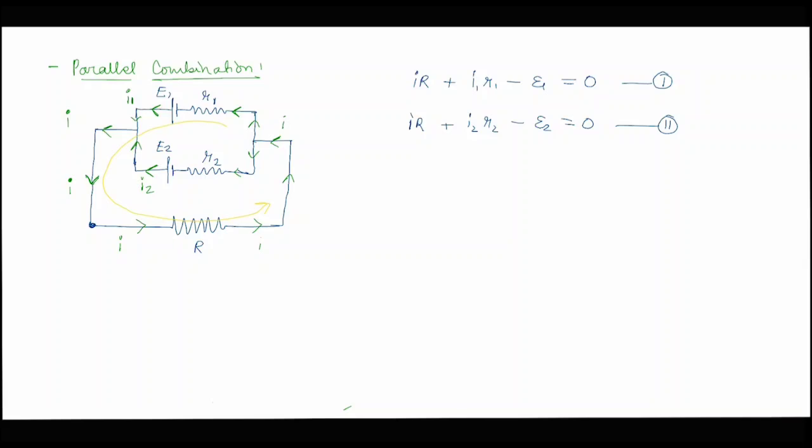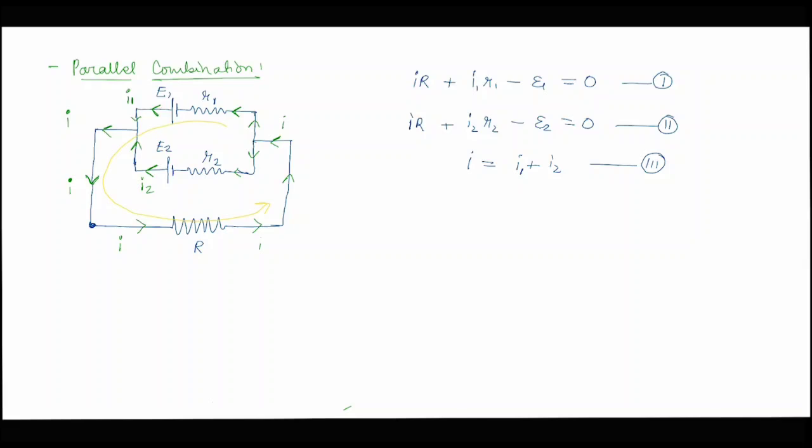Now we are looking for the calculation of the total current. So the total current in the circuit I is equal to I1 plus I2. This becomes my third equation. So if we solve the above equations, we will get the current equation in this form.